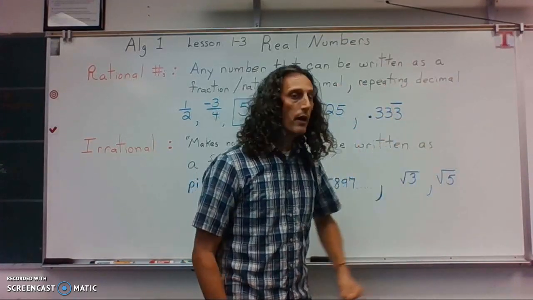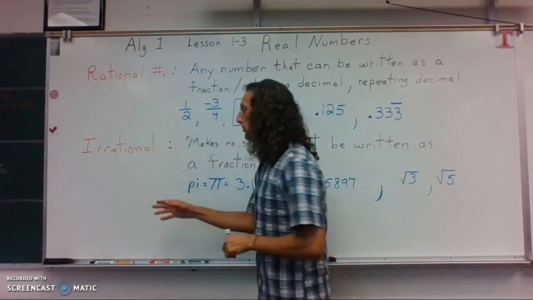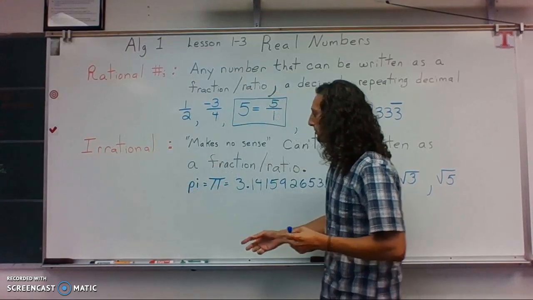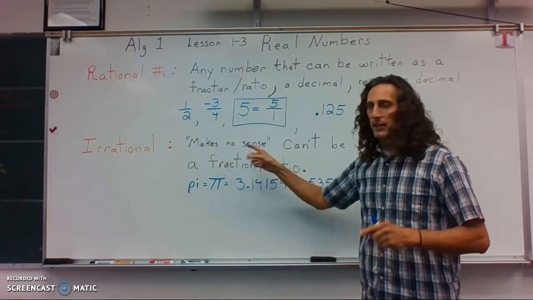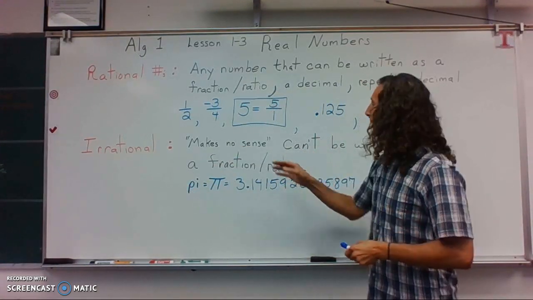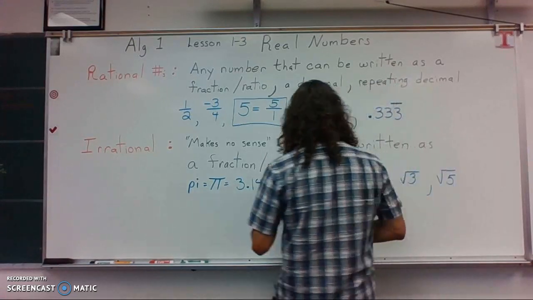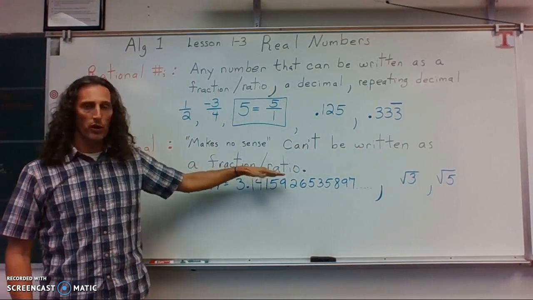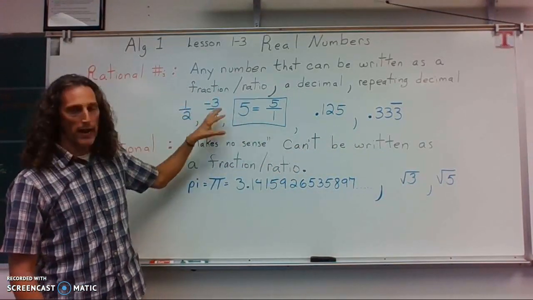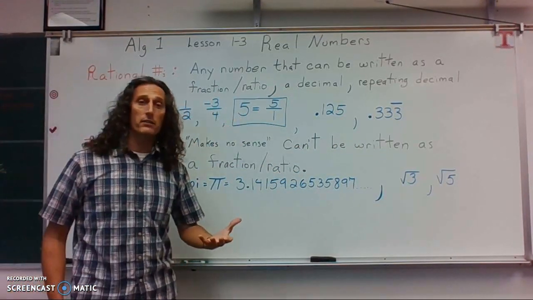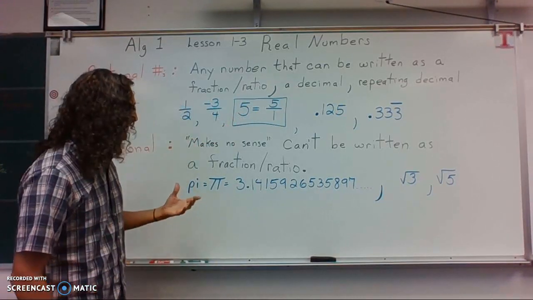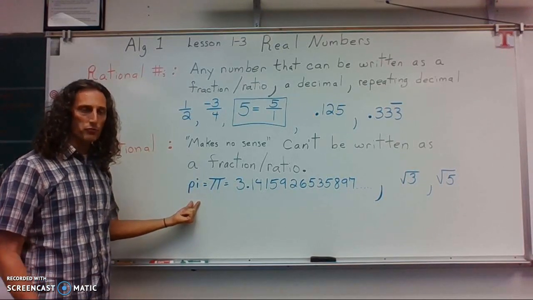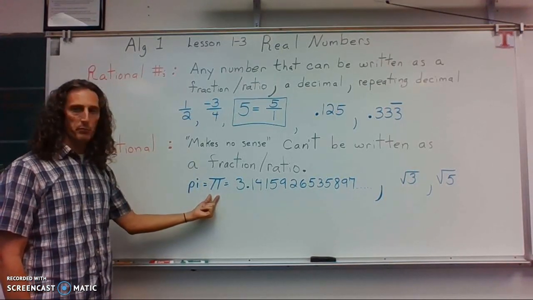Now, that takes us to irrational numbers, okay? So an irrational number, quote unquote, does not make sense. It's not a math term. Math means it cannot be written as a fraction or a ratio. So you can't turn them into fractions. The best example that we have and that you might know of is pi. Not the chocolate pie or strawberry pie, but you remember this little symbol, pi.